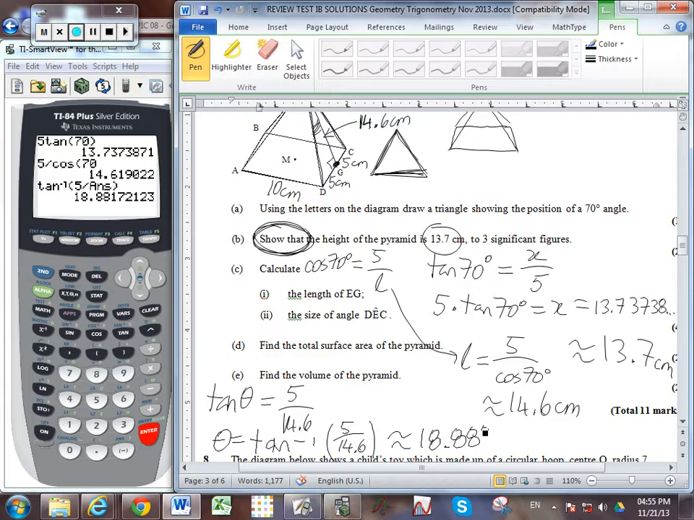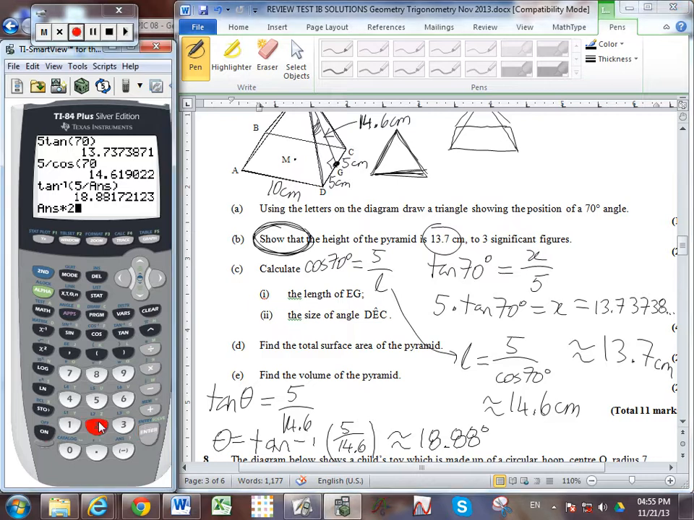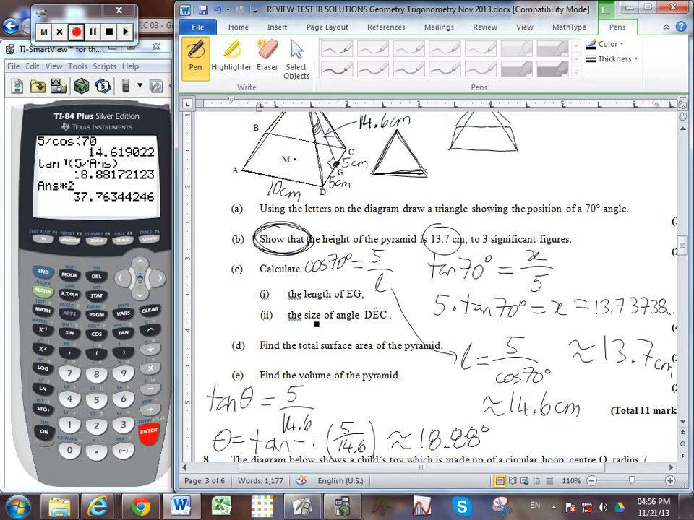And then of course we need to double it, don't we, in order to find the entire angle DEC. And so our angle times 2, and at this point, because it's a final answer to a question, I'll round to 3 significant figures, and we get 37.8 degrees.